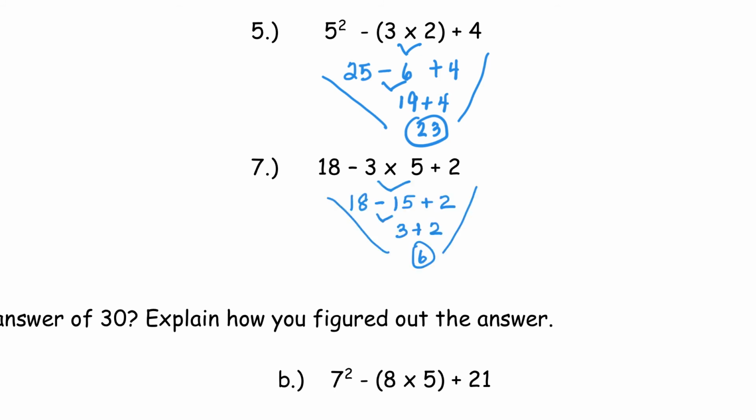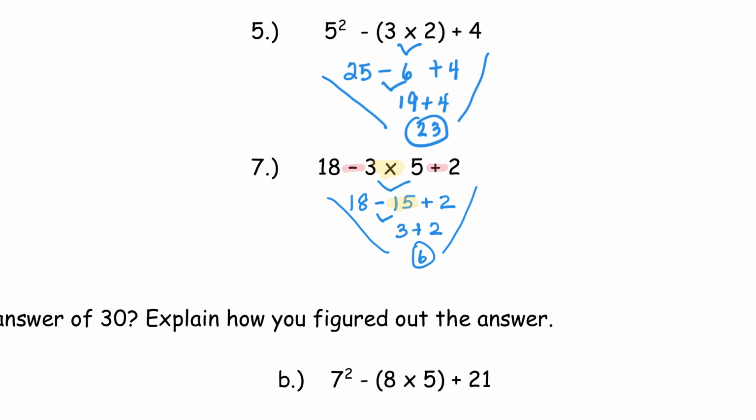Alrighty, so for number 7, you should have gotten 6. Here's why. The first thing you want to do is follow the rules. PEMDAS. Are there parentheses? No. Exponents? No. Multiplication or division? Yes, there's multiplication. So 3 times 5, which is 15. Now, be very careful. We are left with subtraction and we're left with addition.